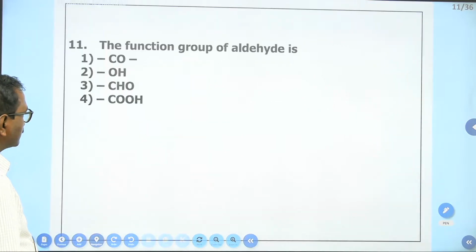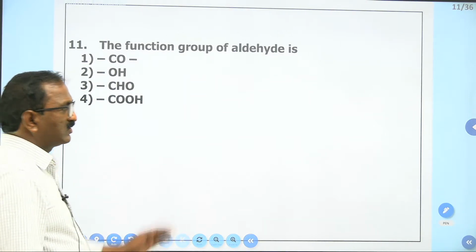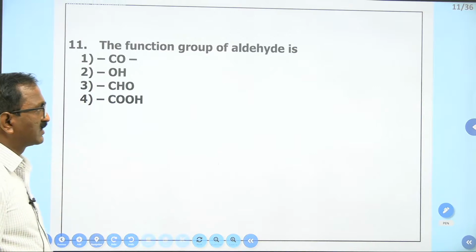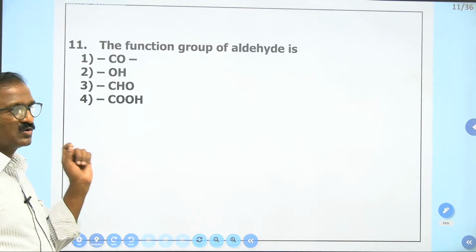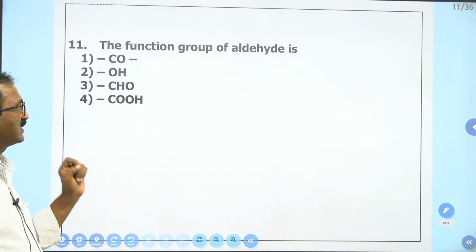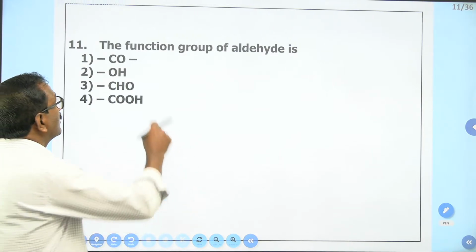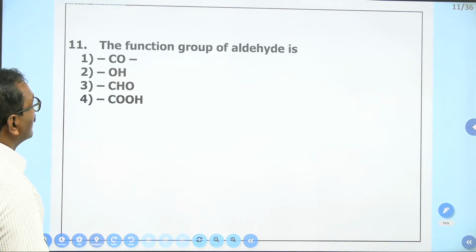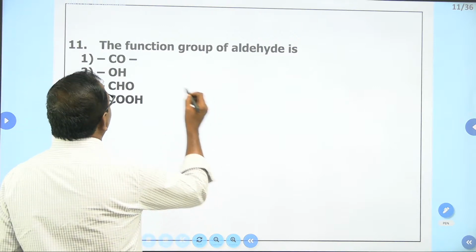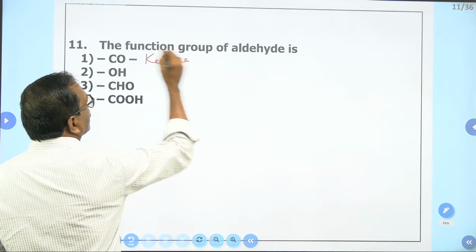Now the next question: the functional group of aldehyde. In my previous classes, we studied that a functional group is a single atom or a group of atoms which decides the chemical properties of the respective organic compound. The structure of the functional group is as follows. First one is the ketone functional group. They are asking about aldehyde.